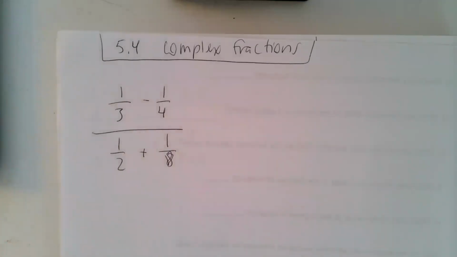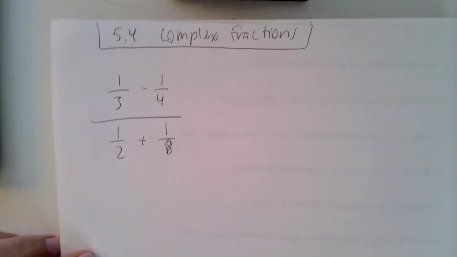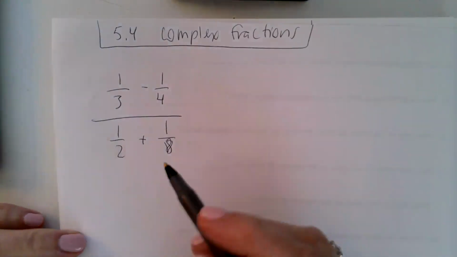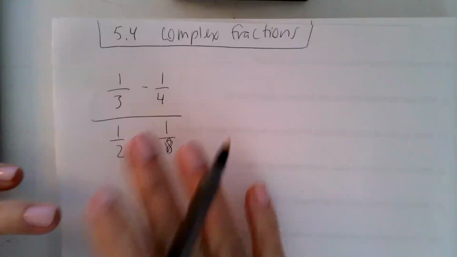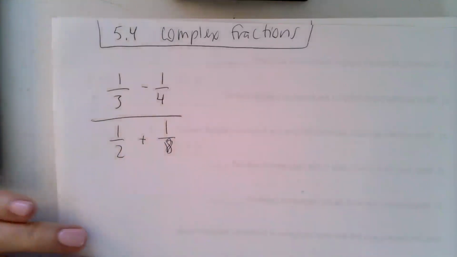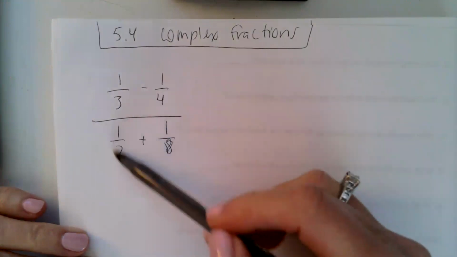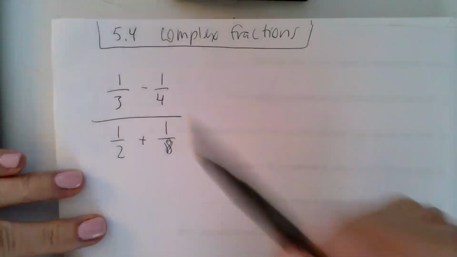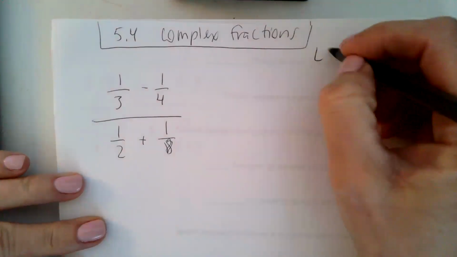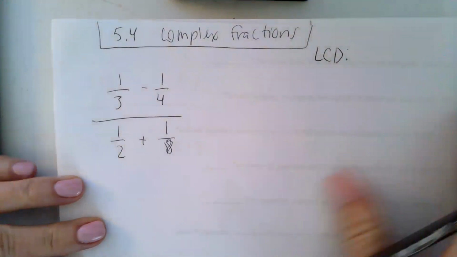Hello, and welcome to a little extra video on complex fractions. We're going to start with a basic one where there's no letters, just all numbers. And because there are two fractions on the top and two fractions on the bottom, we are going to multiply through by the least common denominator.